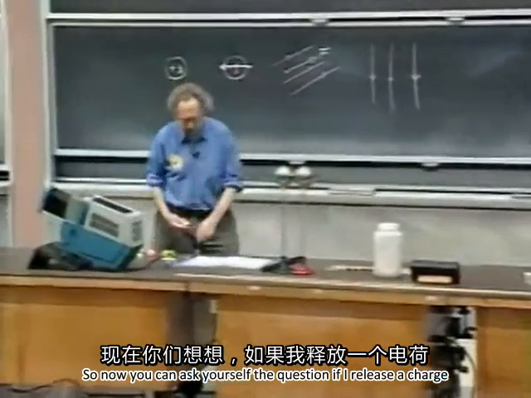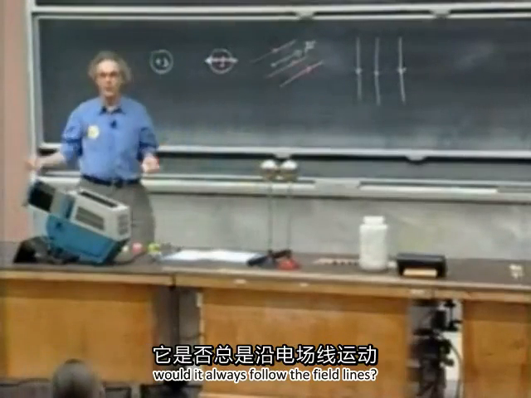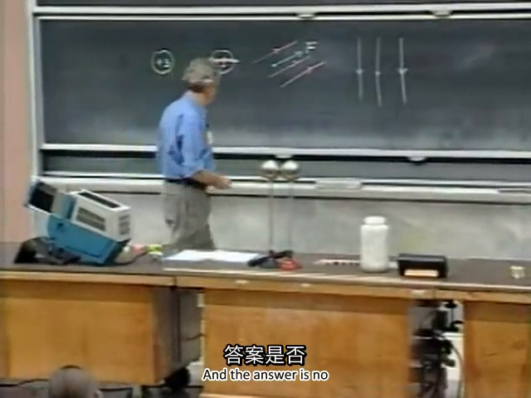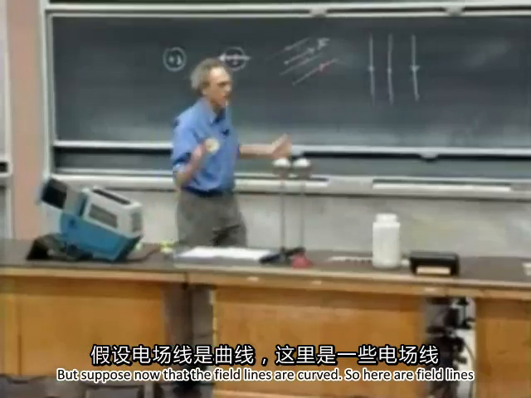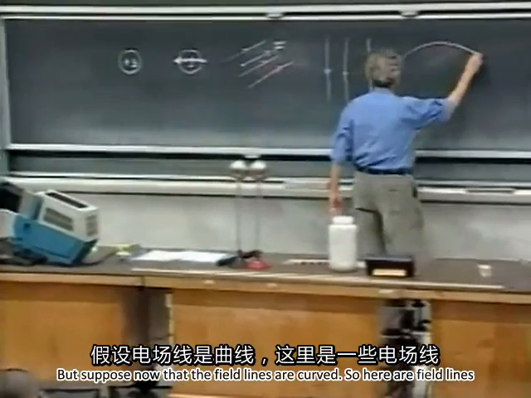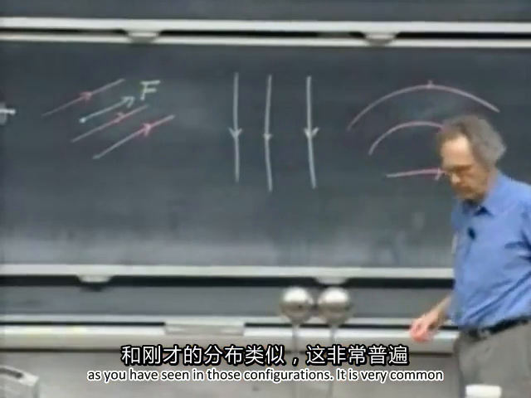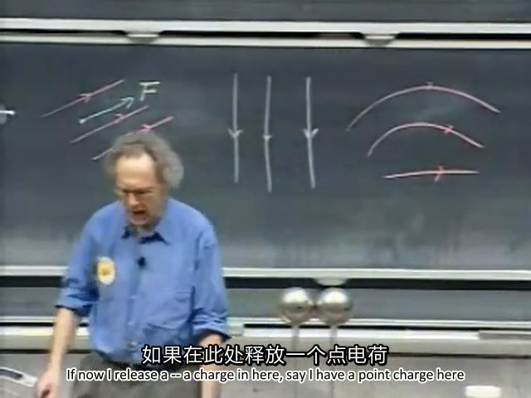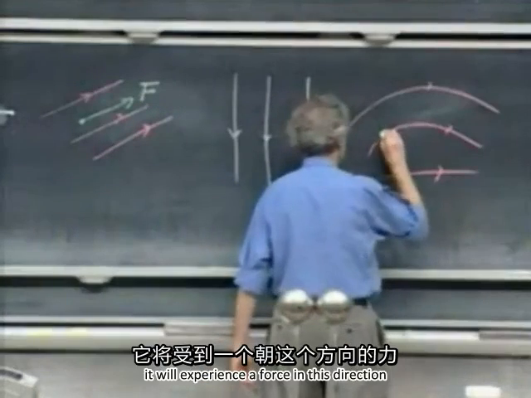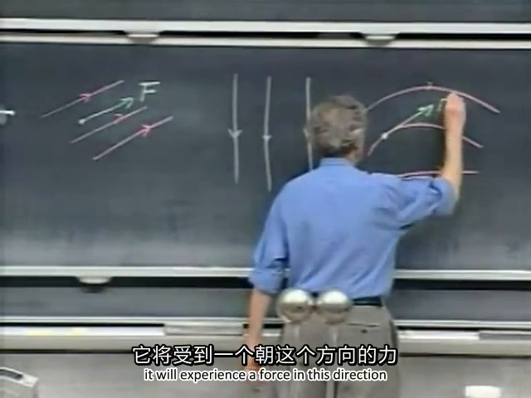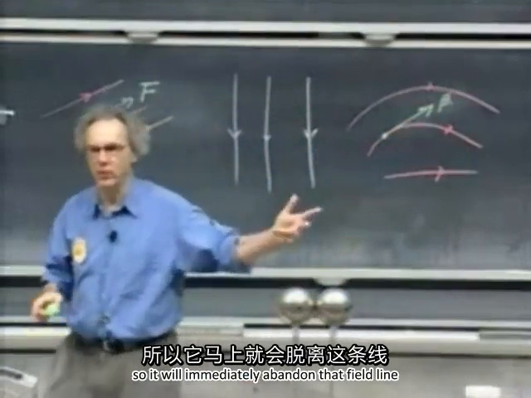So now you can ask yourself the question, if I release a charge, will it always follow the field lines? And the answer is no. Only in this very special case. But suppose now that the field lines are curved. So here are field lines, as you have seen in those configurations. It's very common. If now I release a charge in here, say I have a point charge here, it will experience a force in this direction. So it will get an acceleration in this direction. So it will immediately abandon that field line.